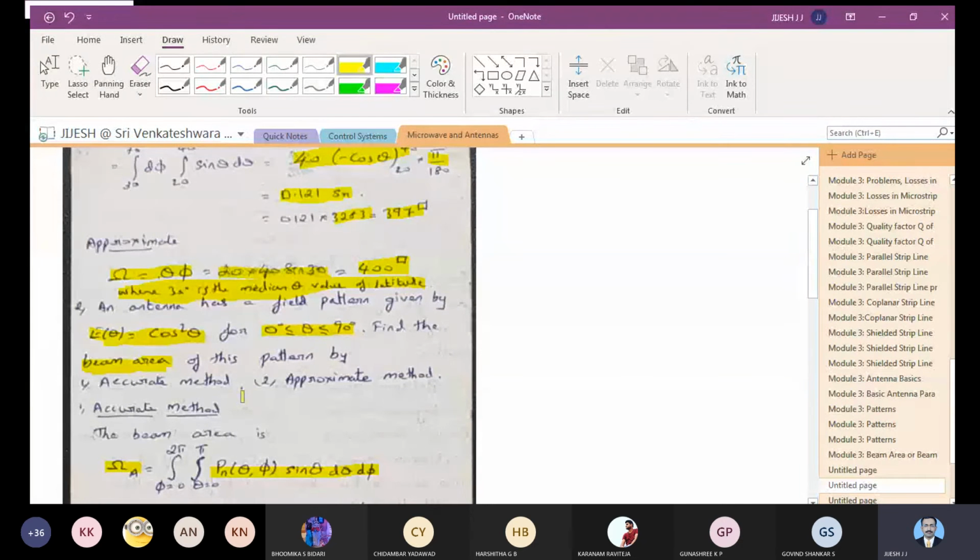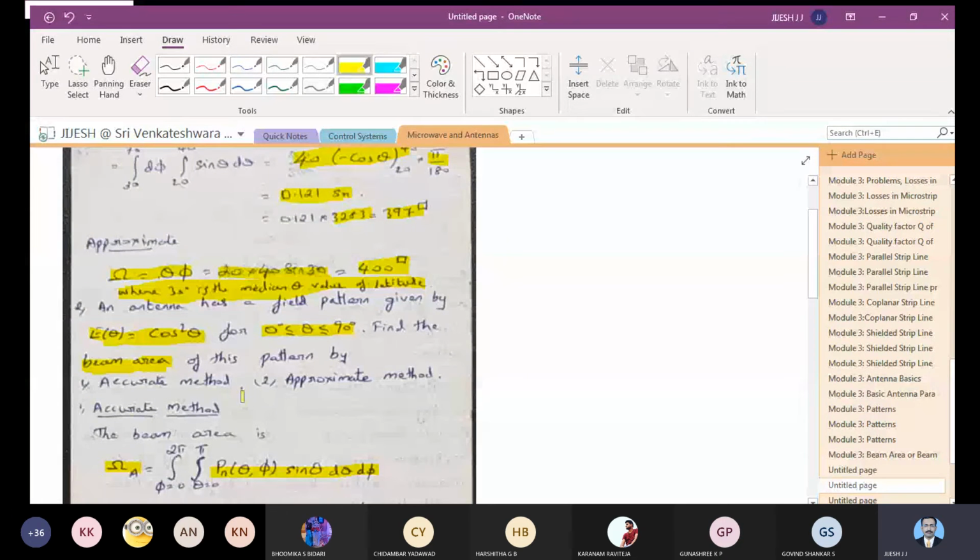Can anyone of you say that? What is the power pattern and field pattern relationship? Pn theta is equal to En square theta, the square of the field pattern. So we have to use that same relationship here also.